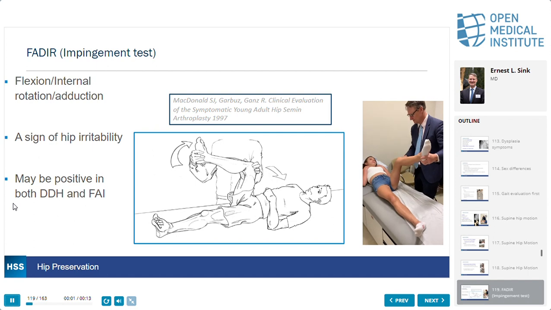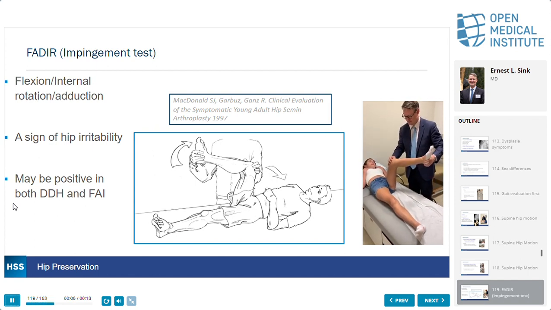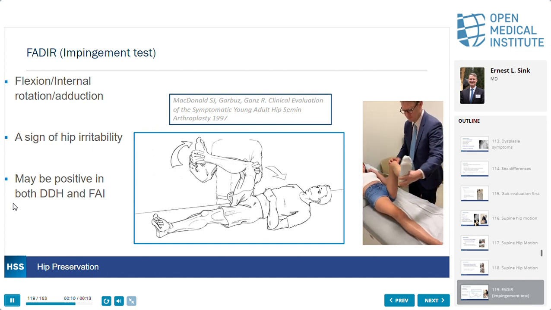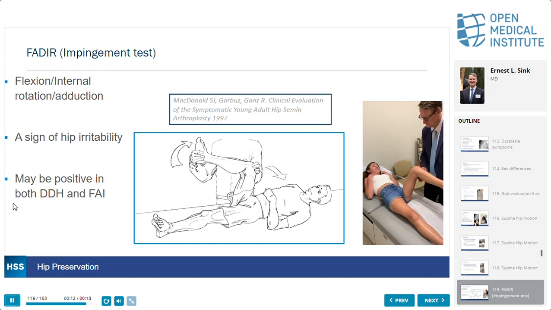So here is the impingement test. Look, she's not flexing. Look at her face. She's not happy with that. She's impinging. Hurts where? She doesn't like that motion at all. And much better when you externally rotate it.